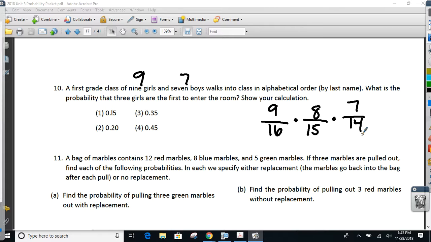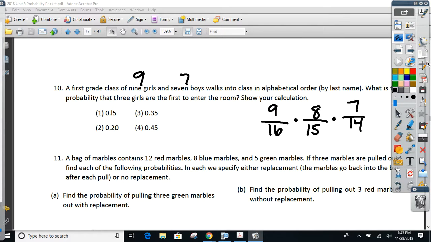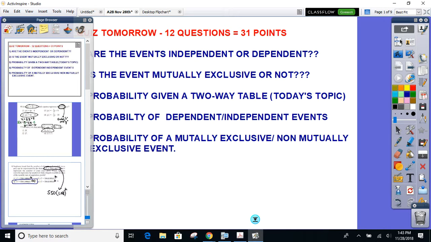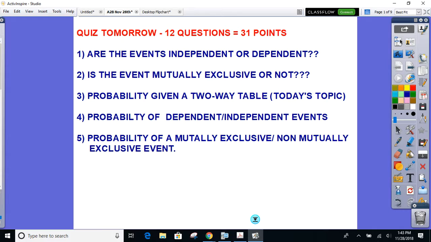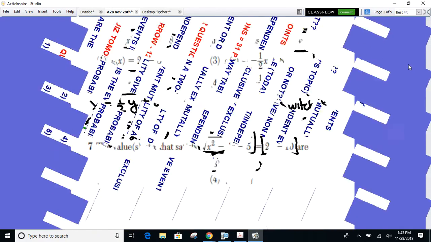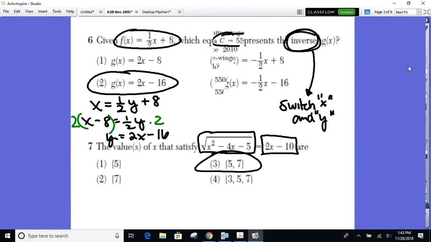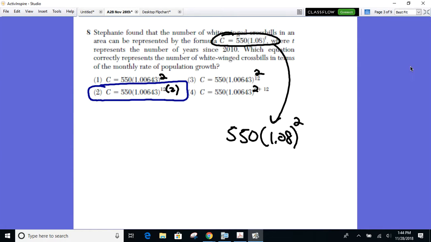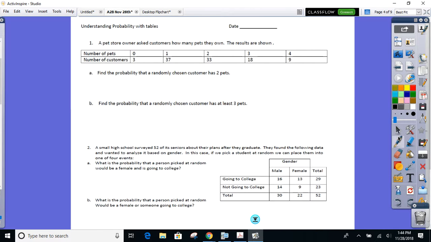Okay, ready for today's stuff. Today is reading the table to get to the probabilities. You and your partner right now, can you do 1 and 2 for me? I'm starting it right off the bat, not teaching a thing. Excuse me, I meant 1A and B, not 1 and 2. 1A and 1B. Can you read a table to find the probabilities?